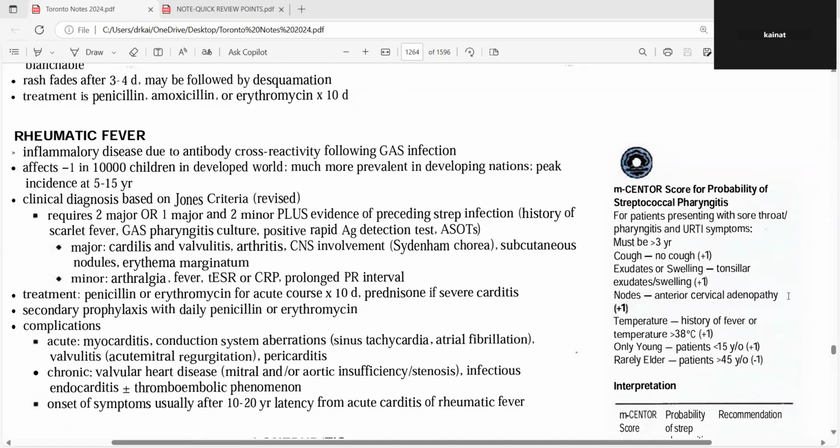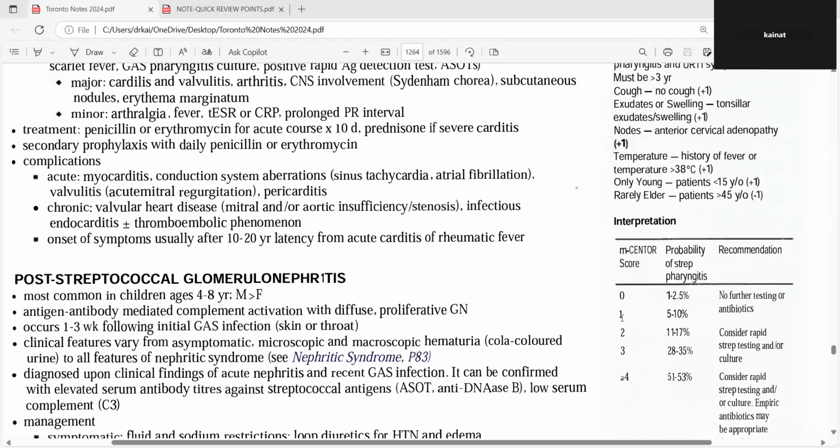So in those cases, the McIsaac score is basically, if this is 1, no further testing or antibiotics is needed. If 2, consider rapid testing or culture. If 3, then also consider rapid testing and the culture. At 4, you can do the rapid testing, culture, and at the same time, you can start the antibiotics as well.